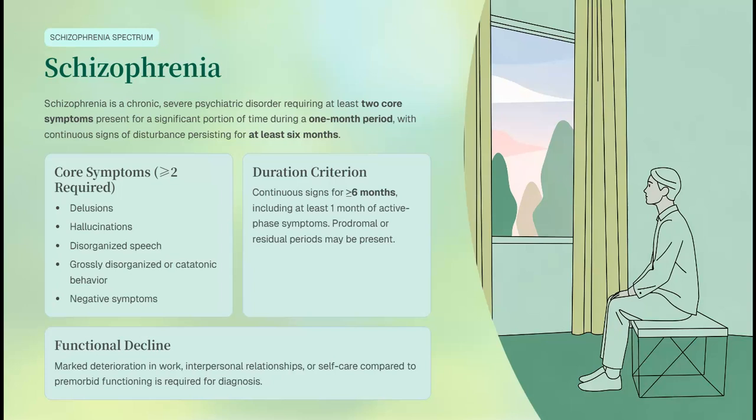So what I will tell you, think about schizophrenia, schizoaffective disorder, schizophreniform. These all have timelines. You need to remember the timelines and they will help you with the diagnosis. In schizophrenia, there is a functional decline. There's a marked deterioration in their work, their relationships, their self-care, compared to how they were before.